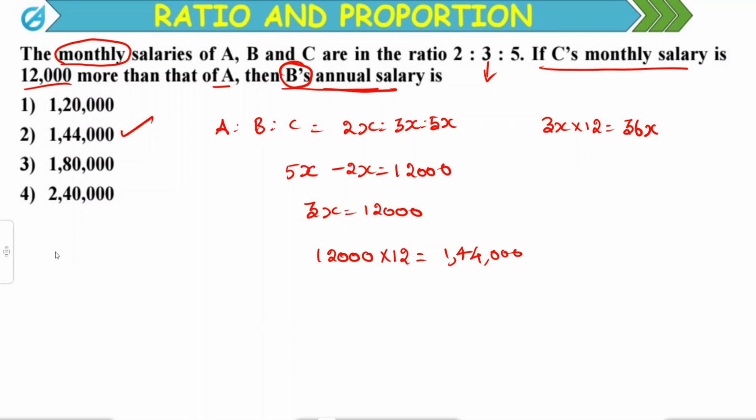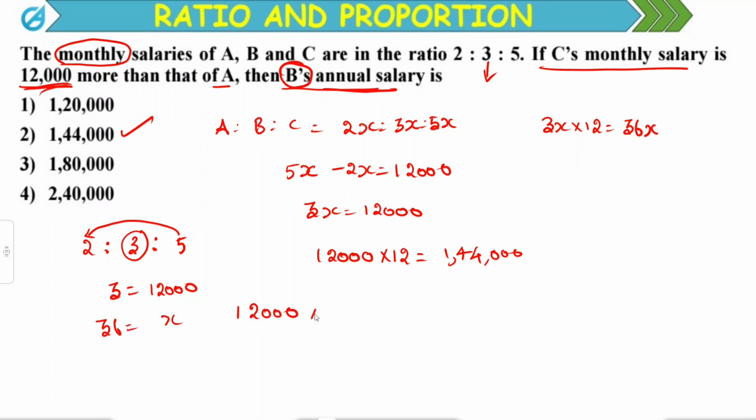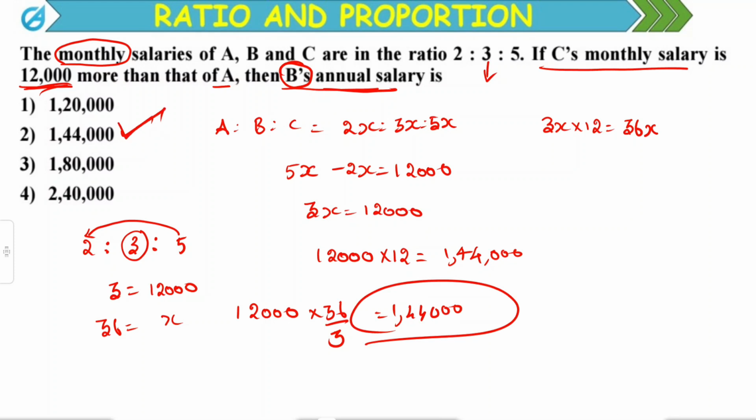Otherwise, what we can do? Directly we can take 2, 3 and 5. So what is the difference here? This difference is nothing but 3. So that means 3 is equal to 12,000, because they said the difference between C's salary and A's salary is 12,000. We need to find B's annual salary. So if 3 is equal to 1 month, then for 12 months we'll be getting 36. Again if we cross multiply, 12,000 into 36 by 3 will be getting the same 1,44,000. So the answer for this one is 1,44,000.